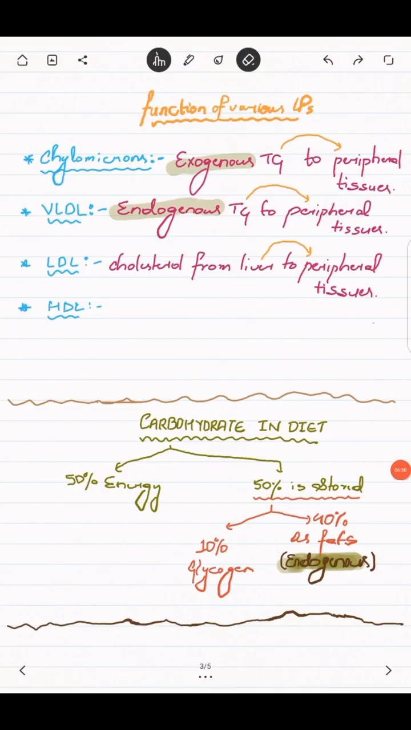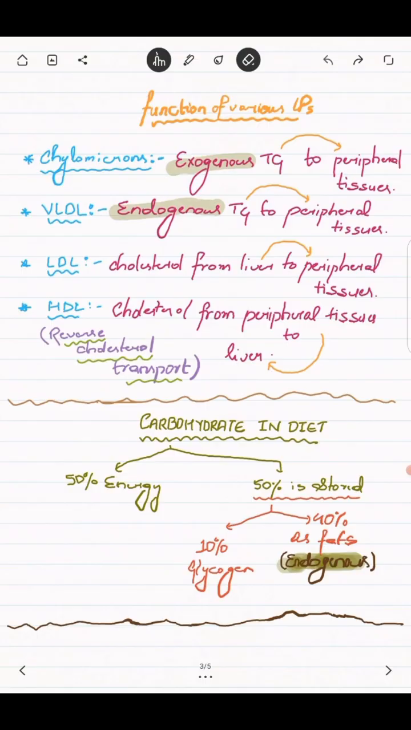And the last one is high density lipoprotein, HDL. What it does is, it carries cholesterol from peripheral tissues to the liver. So its function is absolutely different from the others. The other three were carrying something to the peripheral tissues. Since HDL does an opposite function from the first three lipoproteins, the transport by HDL of cholesterol is also known as reverse cholesterol transport, because it transports cholesterol from peripheral tissues to the liver. That's why it is also known as good cholesterol, because it carries the cholesterol which is bad from peripheral tissues to the liver.